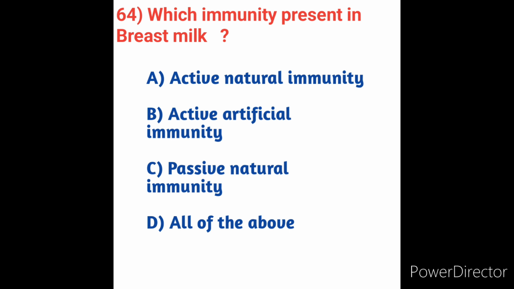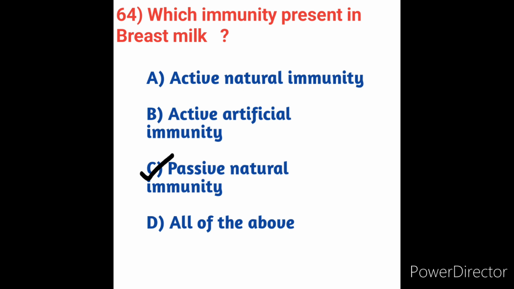Breast milk contains antibodies, which means that babies who are breastfed have passive immunity for longer. The thick yellowish milk called colostrum, produced for the first few days following birth, is particularly rich in antibodies. So the immunity present in breast milk is option C, passive natural immunity, the correct answer.